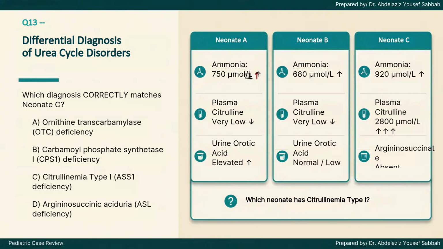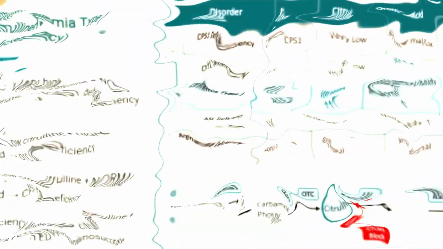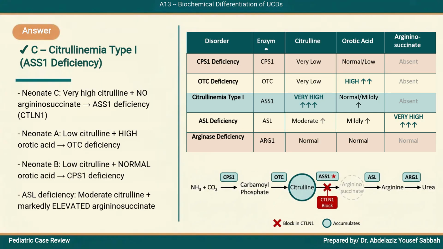Option A, ornithine transcarbamylase deficiency. Option B, carbamoyl phosphate synthetase 1 deficiency. Option C, citrullinemia type 1, argininosuccinate synthetase 1 deficiency. Option D, argininosuccinic aciduria, argininosuccinate lyase deficiency. The correct answer is option C, citrullinemia type 1, argininosuccinate synthetase 1 deficiency.